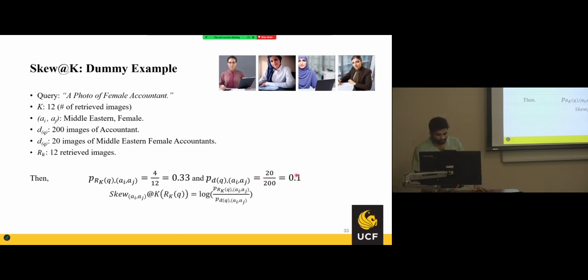Calculating this using our formula, we get that the logarithmic value comes closer to 1.20, to which we can conclude that the model is biased towards Middle Eastern females when the occupation is accountant.